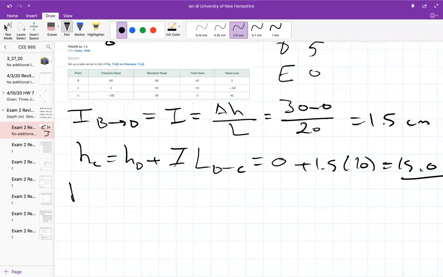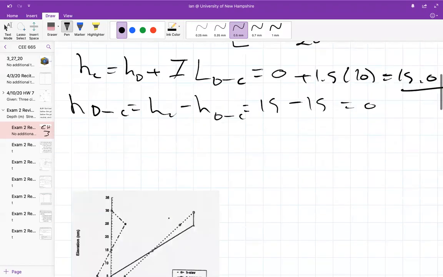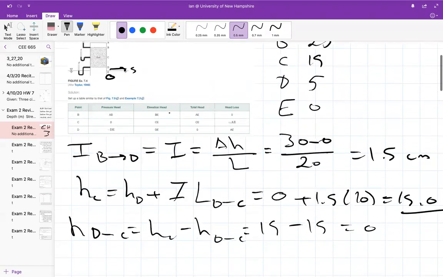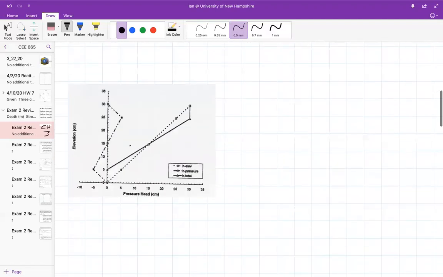And then from D to C, we get HC minus HD. So 15 minus 15 equals 0. So when we do all this stuff for what we're given here, this is what our graph will be.